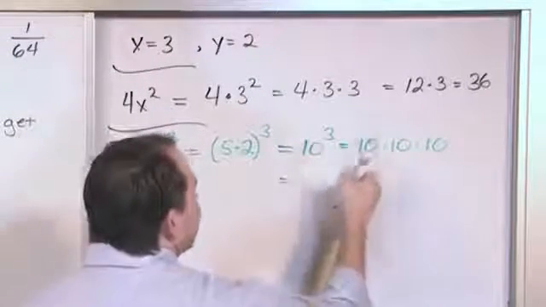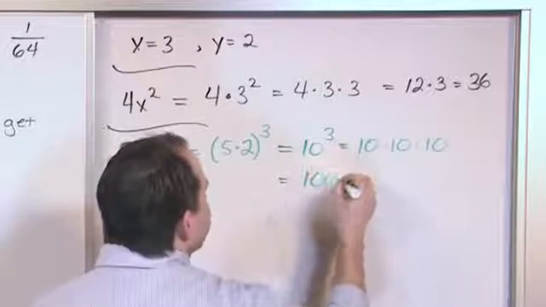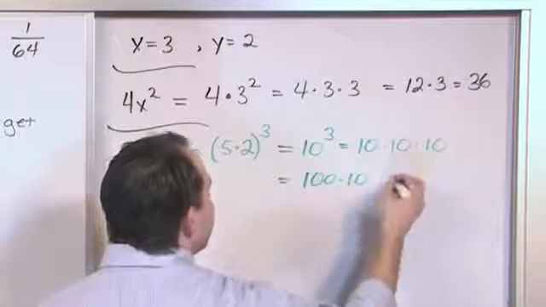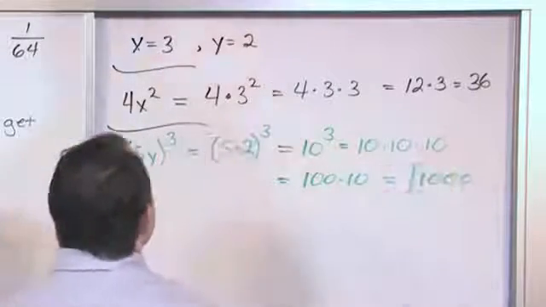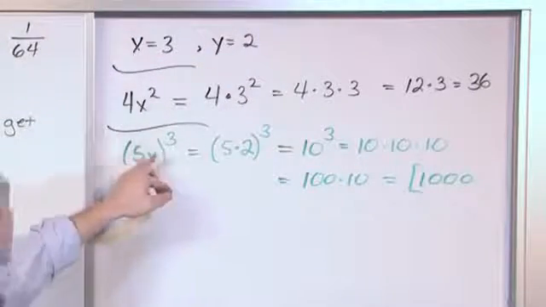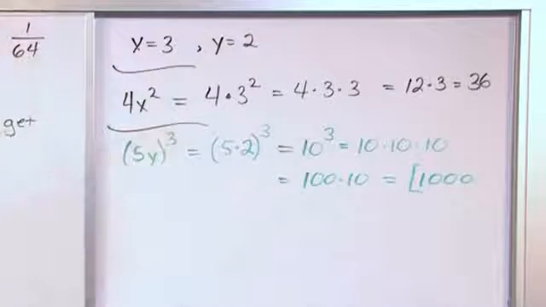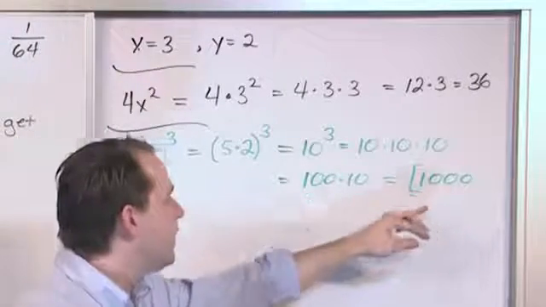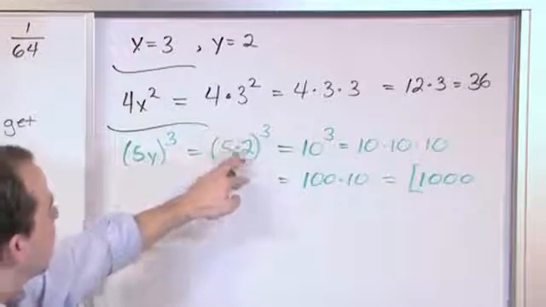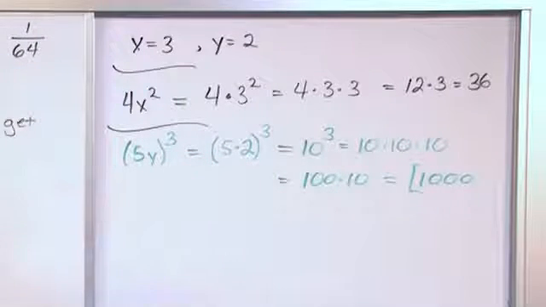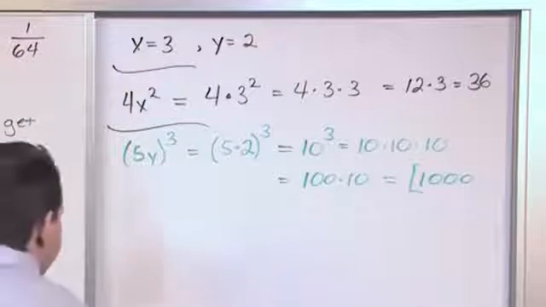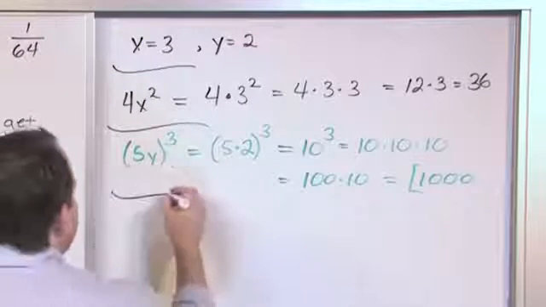When you take 10 times 10, you'll get 100. Of course, you still got one more 10 to multiply by. And 100 times 10 is 1,000. And that is the answer. So if you take 5y, where y is equal to 2, and you raise the whole thing to the third power, you'll get 1,000. You must do what's inside the parentheses first. That's why we did this 10 first, and then we raised the result. So important. We're going to get to a little bit more of that here in a minute as well.